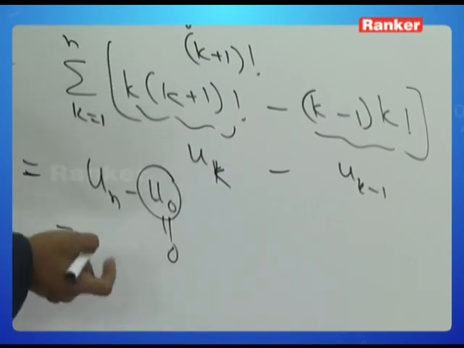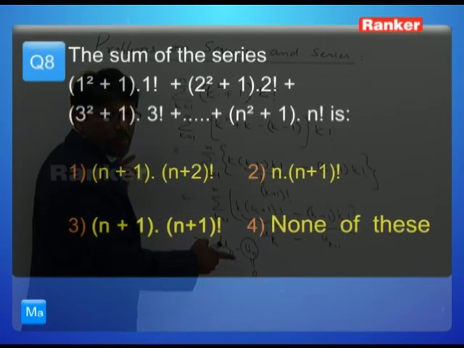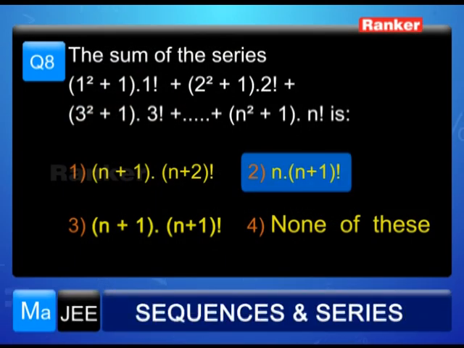So that's fine. Finally, what we get is un. What is un? N into n plus 1 factorial. So that makes it n plus 1 factorial. So the final answer here is, answer is 2 there.